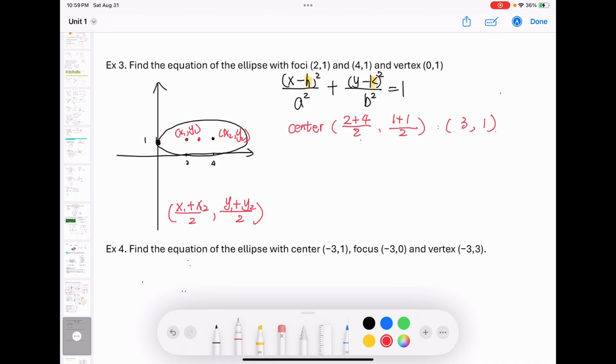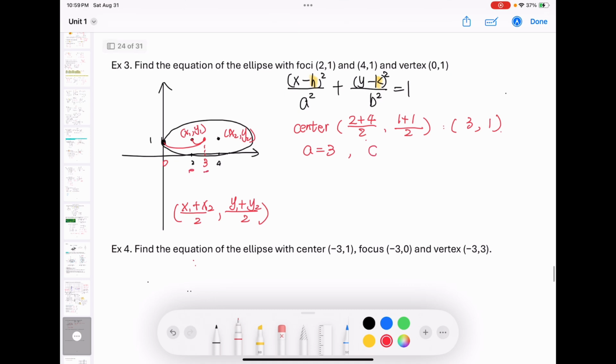And what is the a value? We say the a value is between the vertex and the center. So the center we have found is 3. So from x equal to 0 to 3, a is equal to 3. And then what is b? I don't know, but I know the c, because the distance from my center to my focal point is 1, because from 2 to 3, it is 1. So c is equal to 1.